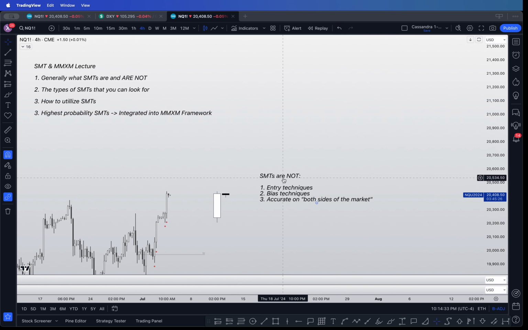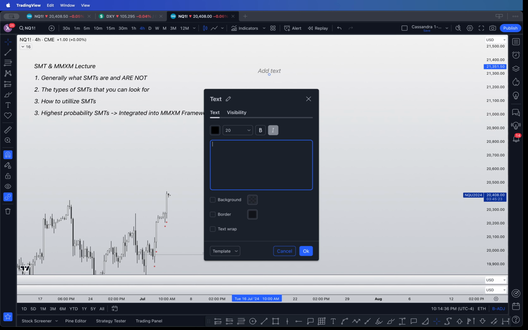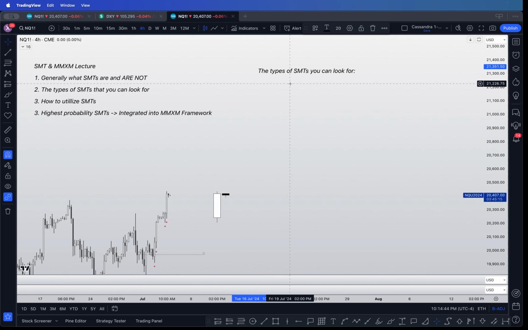I'm going to delete these as we keep moving just so I have more space. Now let's talk about the types of SMTs you can look for. Also, just a general thing for SMTs. Say I'm bullish, right? We'll talk about this in all cases. So in all cases, say I am bullish on the indices market. Do I want to long, one, the pair that sweeps liquidity, two, the pair that makes the failure swing?